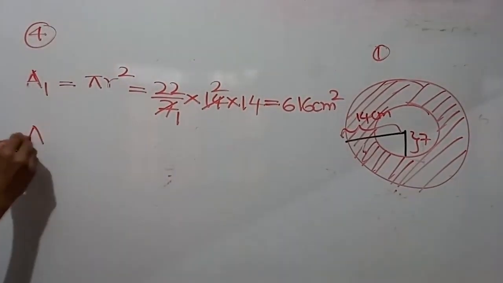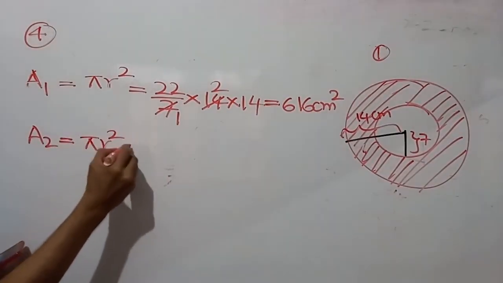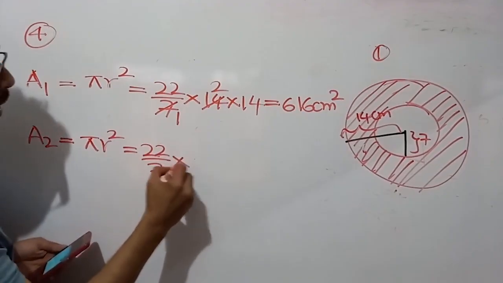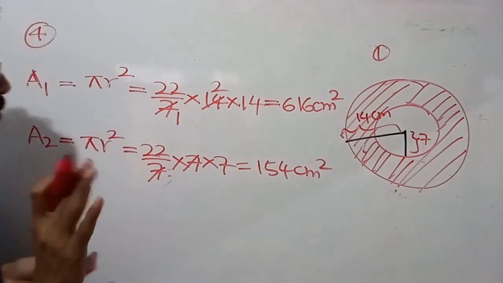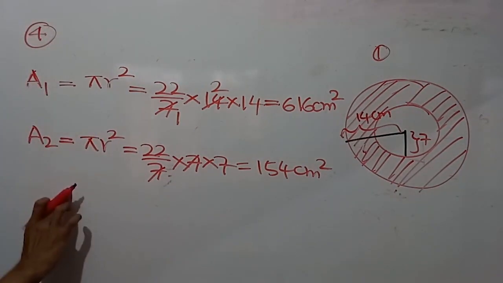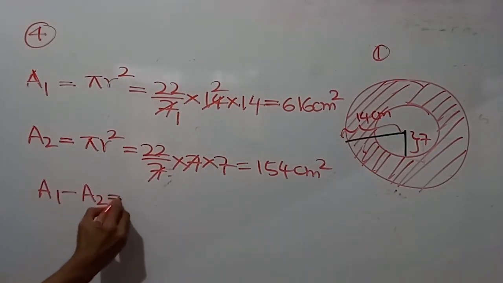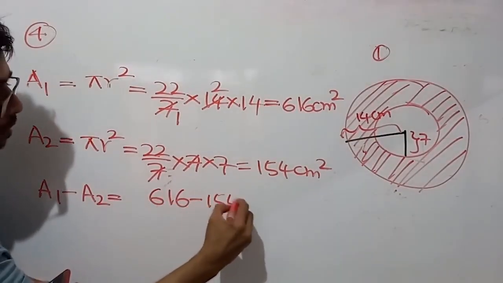Now we will find what? The area of the smaller circle. So that is also πr squared. So 22 by 7 times 7 times 7. Now what do we have to do? Area of the shaded region. Area of the shaded region equals what? A1 minus A2. That means 616 minus 154.